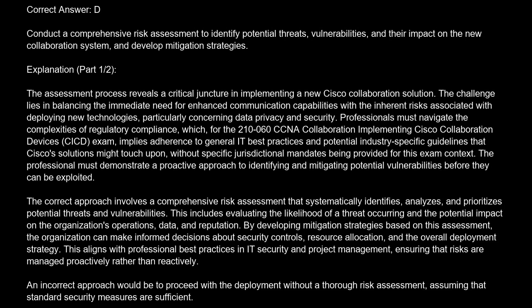The correct answer is D. Conduct a comprehensive risk assessment to identify potential threats, vulnerabilities, and their impact on the new collaboration system, and develop mitigation strategies. Explanation. The assessment process reveals a critical juncture in implementing a new Cisco collaboration solution.